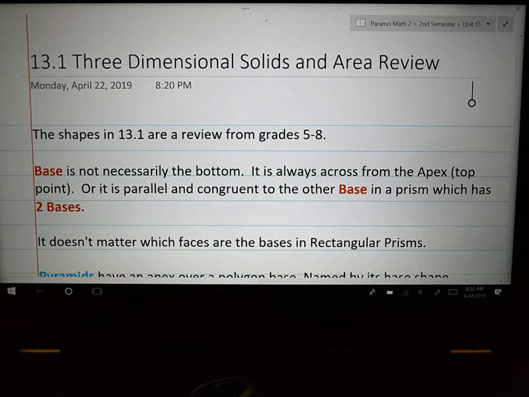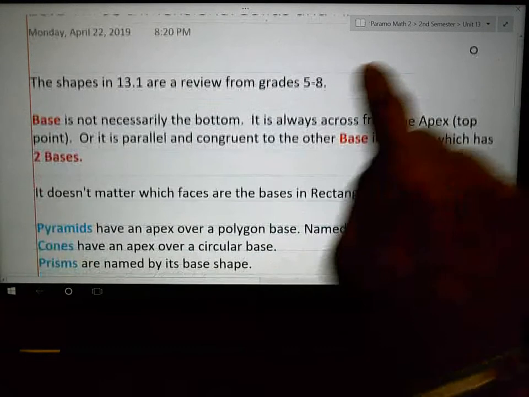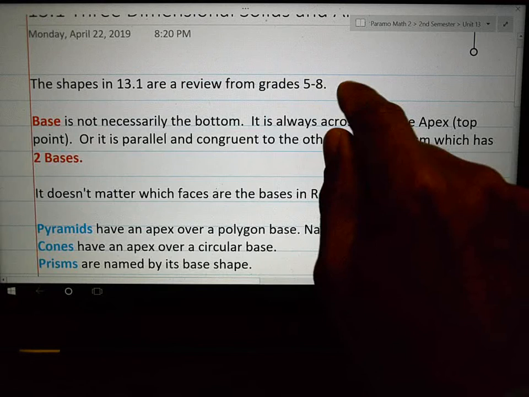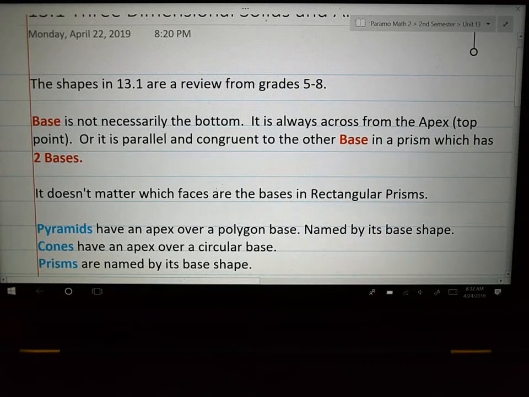Unit 13 is going to start off with things that you already know about. It starts off with stuff that you learned in 5th grade and 6th grade. You saw some of it in 7th and 8th grade. So it starts off with a whole lot of review. I'm not going to have to explain a lot of the first section or the second section.